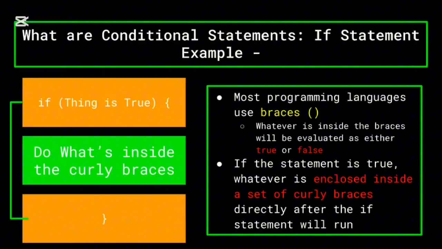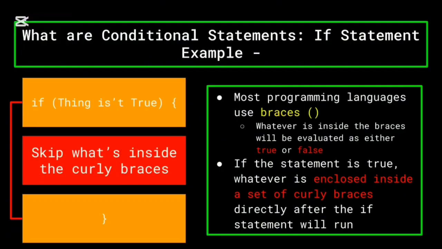It works like this. If the condition in parentheses is true, then all of the code contained within the brackets will run, and if the condition within the parentheses is not true, then it will skip over all of the statements within the brackets. A quick note is that while this is the case with most programming languages, some, like Python, use colons and whitespace to determine where a piece of code starts and ends. But for the sake of this series, we'll be using curly braces.